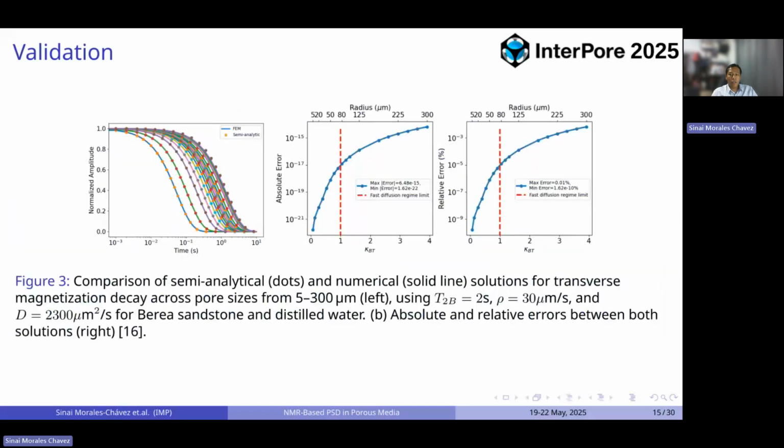In this figure, we compare the numerical solution obtained using FEM against the semi-analytical Bronstein and Tarr solution for a range of pore sizes between 5 and 300 microns. The parameters used in the simulation are typical values for still water and various sandstones. On the left, we observe a strong agreement between the numerical and semi-analytical curves. On the right, we quantified the absolute and relative errors, which remain low across most pore sizes. This confirms that the finite element formulation accurately captures the magnetization decay behavior across a broad range of geometries.